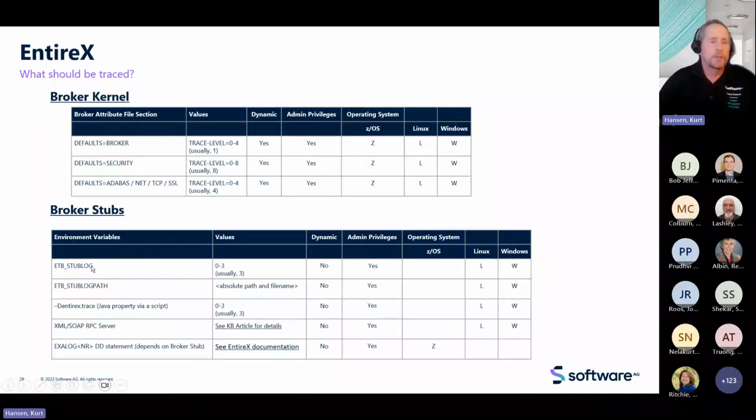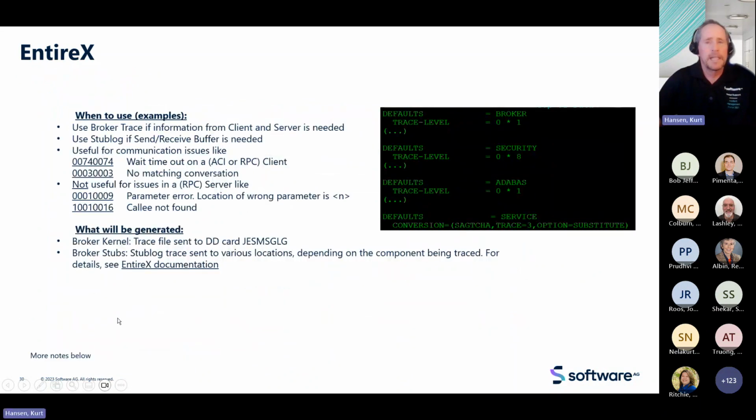And then on the stubs, there are also environment variables that are used to turn these on and off or to collect the information that we have. You can see the different types of servers that are supported. This is just an example, on the mainframe. Those of you who support EntireX will see the different sections in the broker startup. What do you want to do? What trace level? It's independent, or you can trace all of them at the same time.